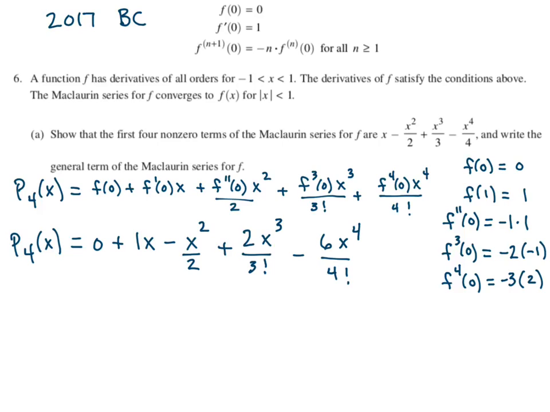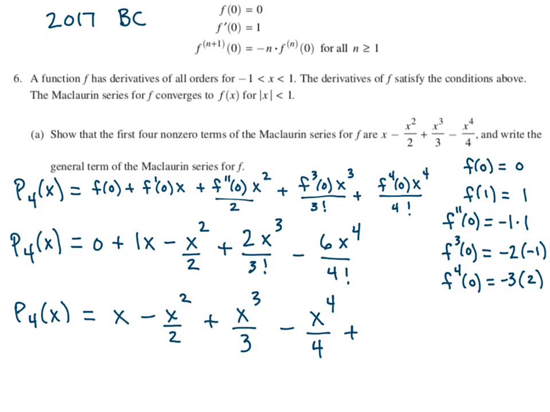So the 0 obviously goes away. 1x I'll just write as x. Not much I can do with this second term right here. Here I can reduce the 2 and 3 factorial. So 3 factorial is 3, 2, 1, so the 2 cancels. Basically the factorial and the 2 cancel each other out. This 4 factorial is 4, 3, 2, 1. This is really 3, 2, 1, and this 6 right here, so they cancel each other out as well. The simplified version is what they gave us for part A, which is great.